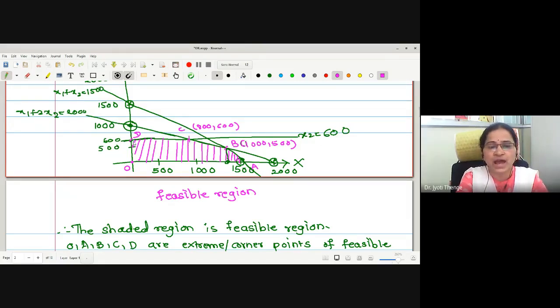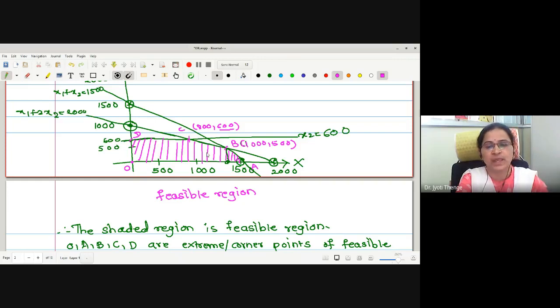As the line is x2 equal to 600, surely the x2 coordinate of the point C will be 600. To find out the x1 coordinate, what will I do? I will put the value of x2 equals to 600 in this equation. If I put x2 equals to 600 here, this will be x1 plus 1200 is equal to 2000. Therefore, x1 is equal to 800. And these are nothing but the coordinates of the point C.